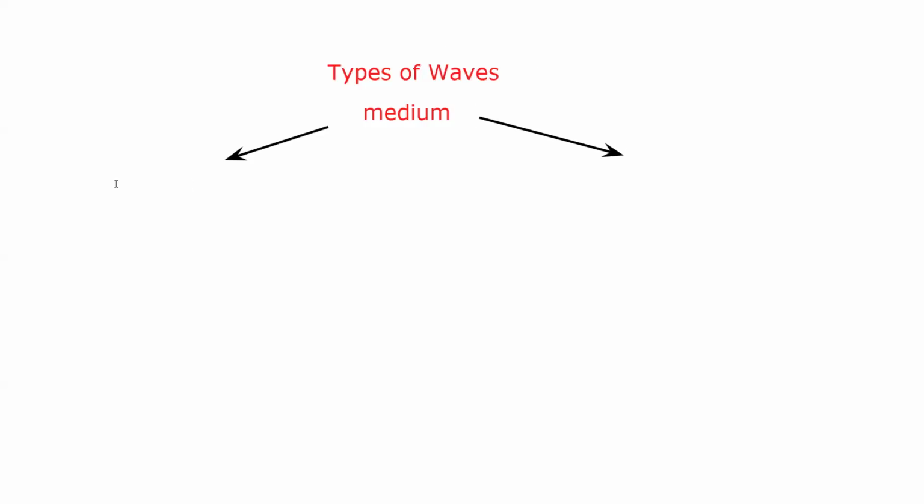The type of wave which requires a medium to transfer energy, we call a mechanical wave. And the type of wave which does not require any medium to transfer energy, we call an electromagnetic wave.